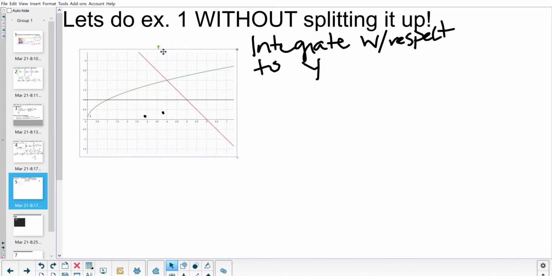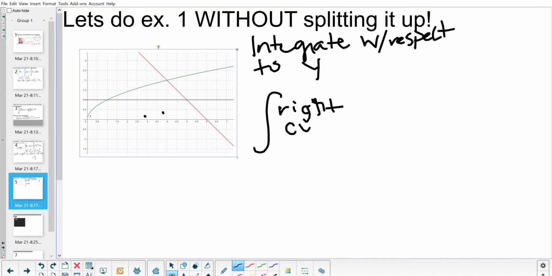When we integrate with respect to x, I talked about how it's top curve minus bottom curve. When we integrate with respect to y in general, it's going to be right curve, whichever one is the rightmost. Yikes, I'm still getting used to this, guys. Right curve minus left curve dy.